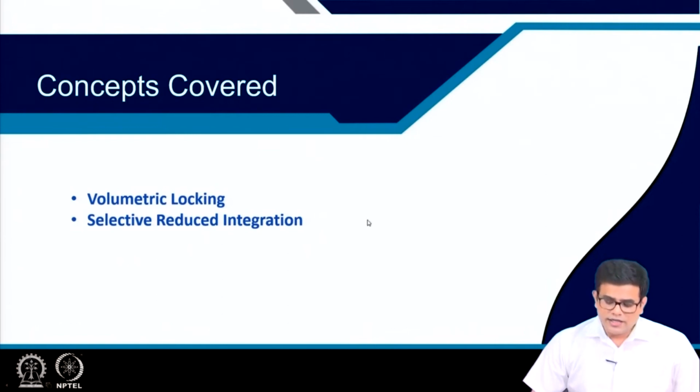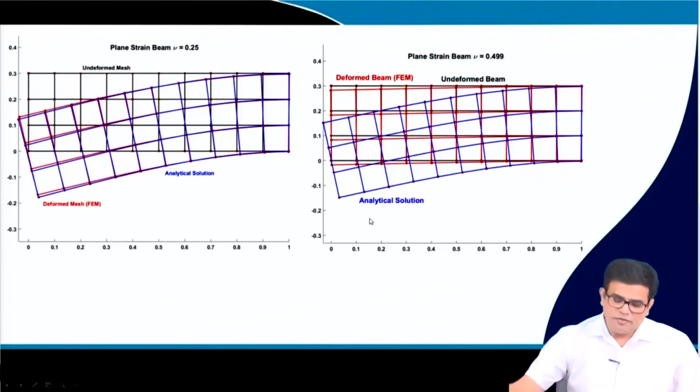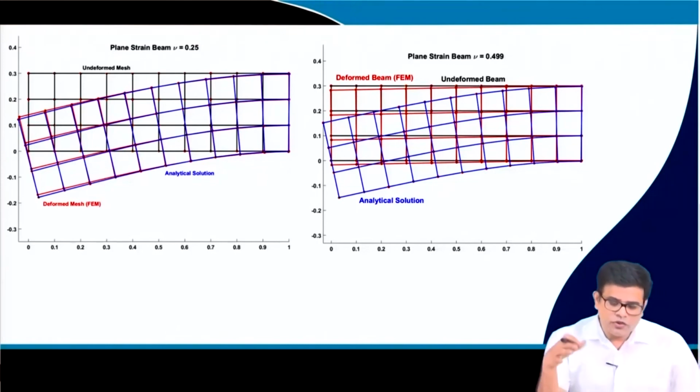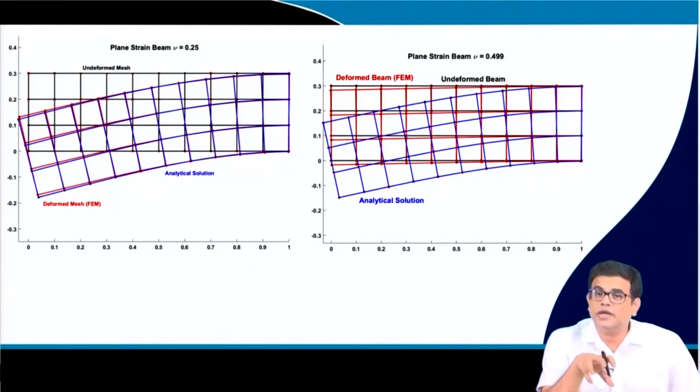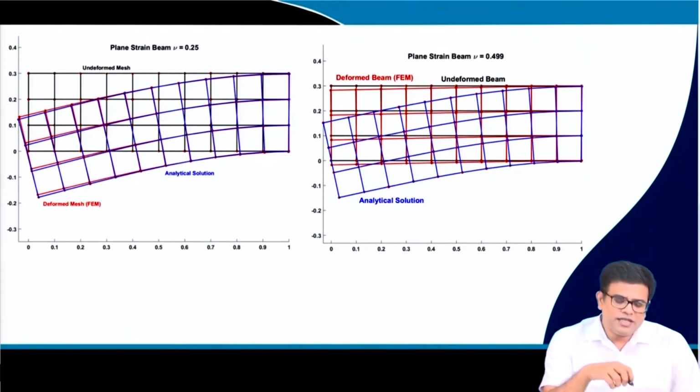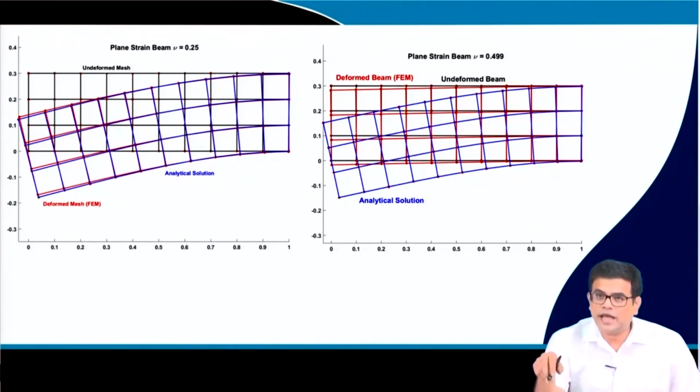So let us consider a simple beam, which we have seen before. Now this is a plane strain beam instead of a plane stress beam. If I change my Poisson's ratio from 0.25 to 0.499, then the material goes to the incompressible limit, sometimes called a nearly incompressible material. That means any material which is not perfectly incompressible, especially the elastic material.